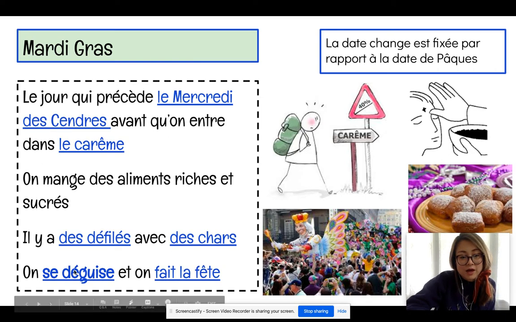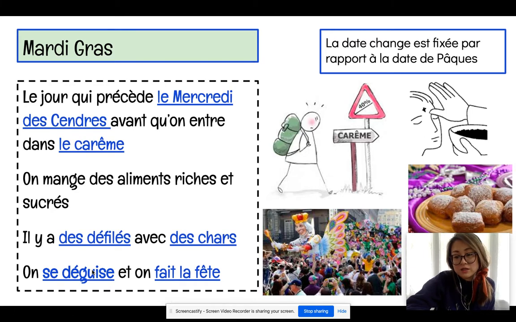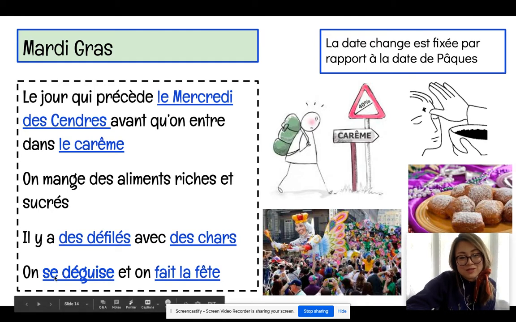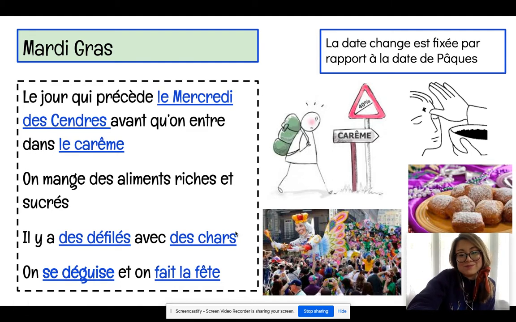Pour Mardi Gras, on se déguise et on fait la fête. On se déguise. Do you guys notice anything interesting about this verb? It is reflexive. So we see this se. So one disguises oneself avec un masque. Et on fait la fête, you party.